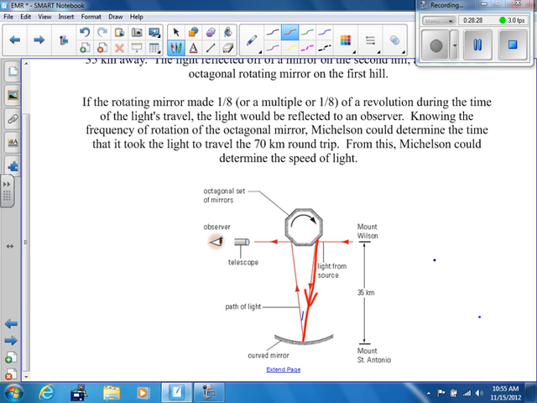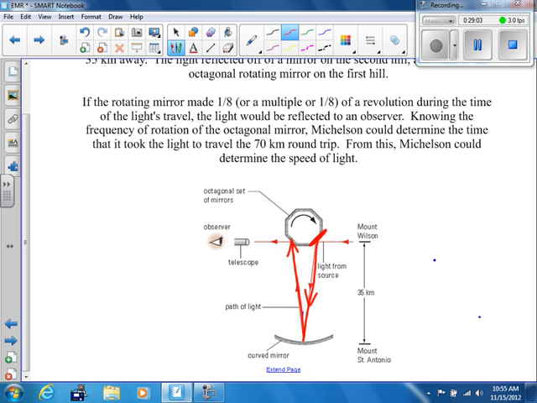If it doesn't hit it at just the right time, then what's going to happen? Let's say you're shining the light right here when maybe this face of the mirror is oriented like this. What's going to happen to it? The light's going to reflect back here somewhere, right? If it hits it at just the right time, it's going to reflect down here to this curved set of mirrors, and then it's going to reflect back to this octagonal mirror again.